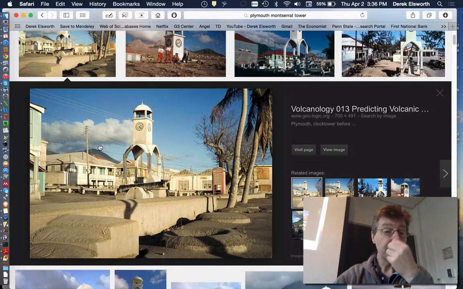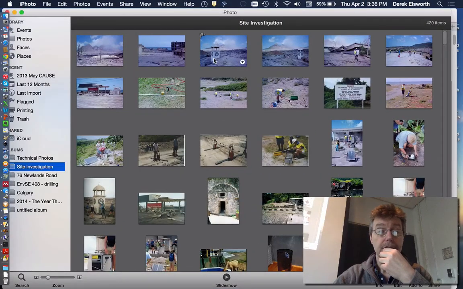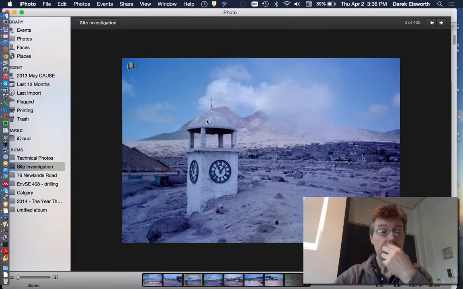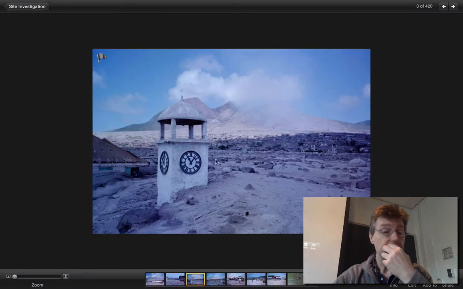So this is a curiosity. This is the town of Plymouth in Montserrat in the Caribbean in 1995 when the volcano behind it started erupting. And I'm now looking at this, and this is 7 years later in 2002 where it's not actually airborne ash. This is the erupting volcano.